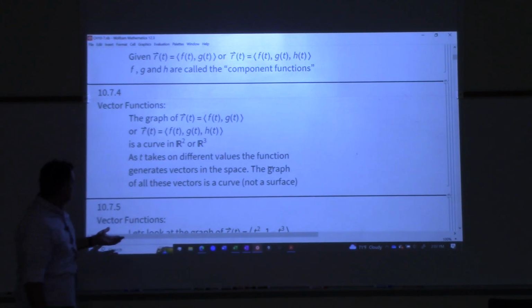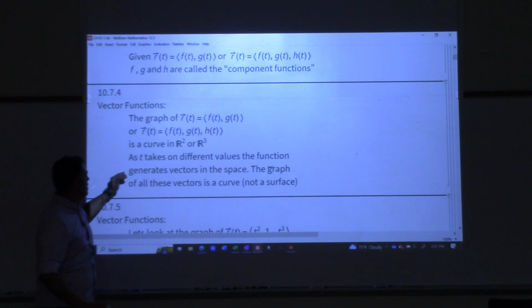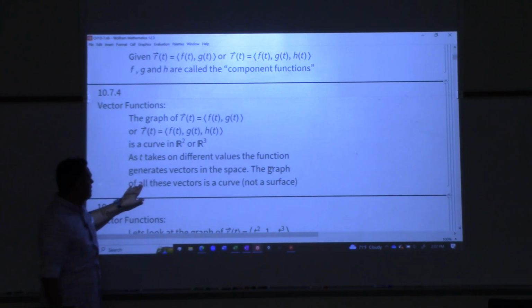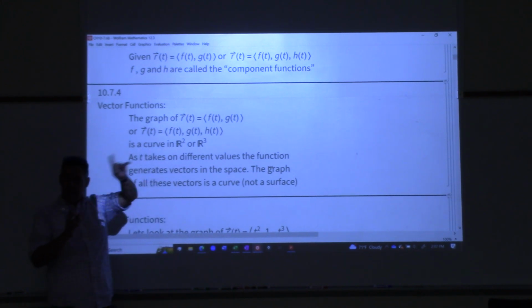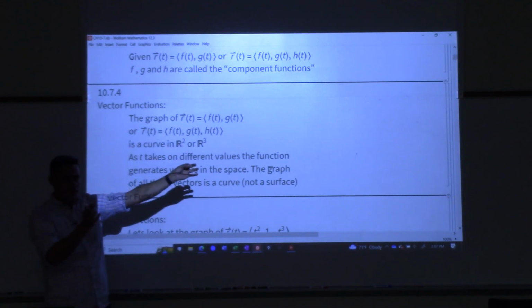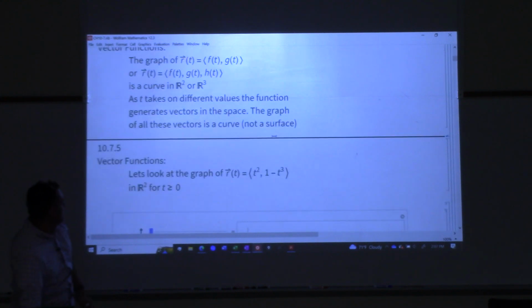Well, the graph of a vector function, either in two or three-dimensional space, doesn't matter which one, as it takes on these different values of t, these inputs start spitting out vectors. What you get are all these vectors that live in space, and the tips of those vectors trace out a curve. And so this really is a curve. I'm going to show you an example.